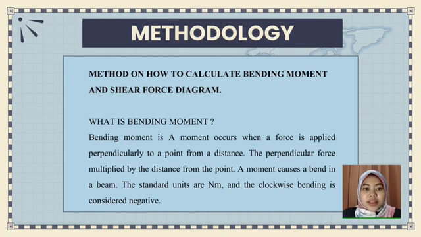So this is the method on how to calculate bending moment and shear force diagram. First thing first, what is bending moment? Bending moment is a moment that occurs when a force is applied perpendicular to a point from a distance. The perpendicular force is multiplied by the distance from the point. A moment causes a bend in a beam. The standard units are Newton meter, and clockwise bending is considered negative.